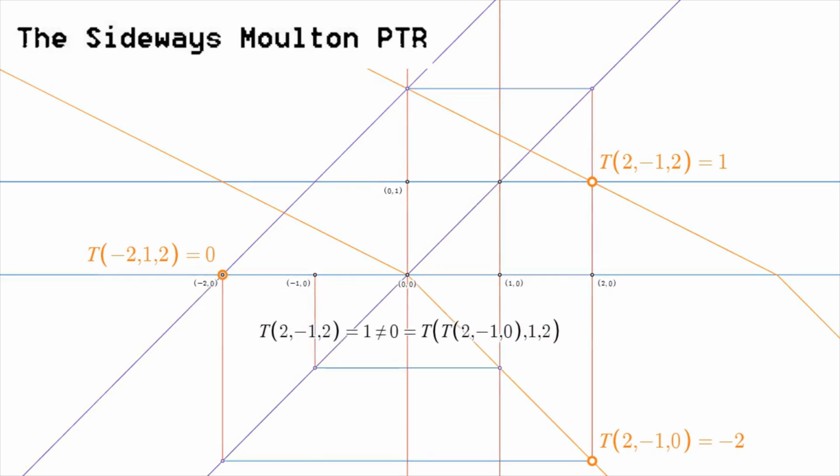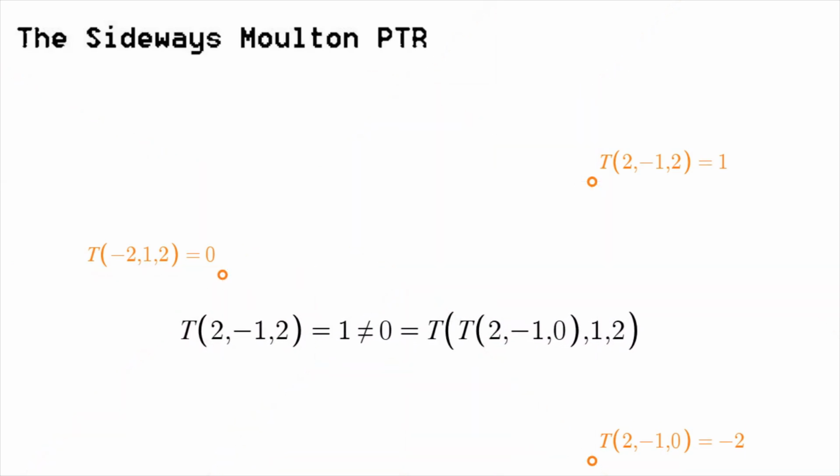t of 2, -1, 2 is 1, but t of 2, -1, 0 is -2. This sideways Moulton operation doesn't satisfy the identity that would allow us to recover it from a pair of binary operations. In fact, it happens to be the case that t of x, y, 0 is x Moulton y, and t of x, 1, y is x plus y, which demonstrates that what we recover is different from what we started with. It's not a full counterexample, though, until we show that it's a planar ternary ring.